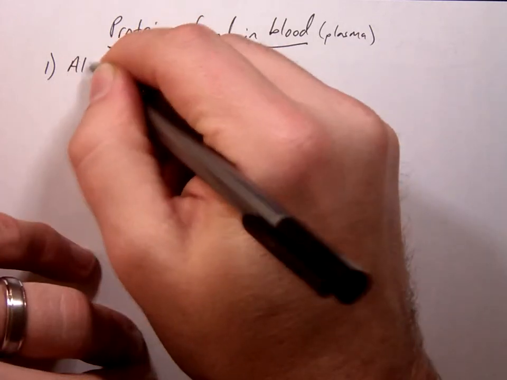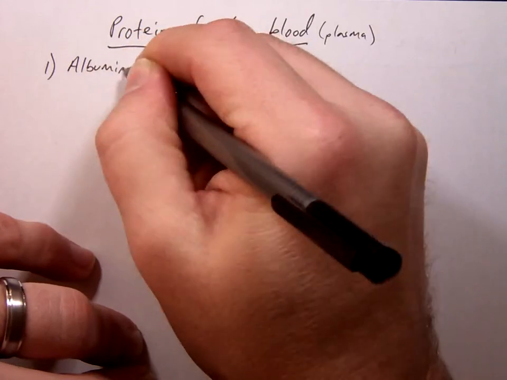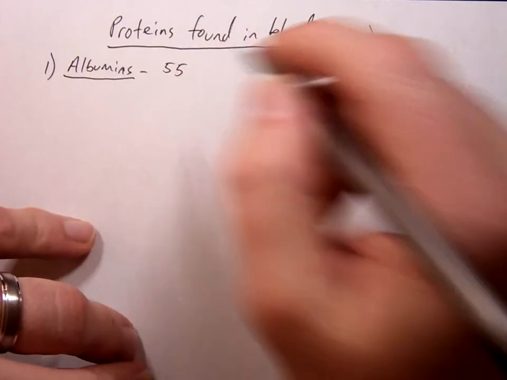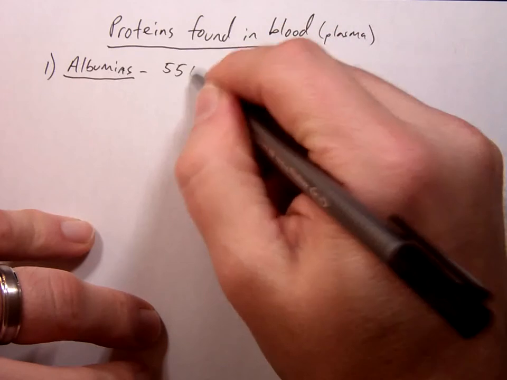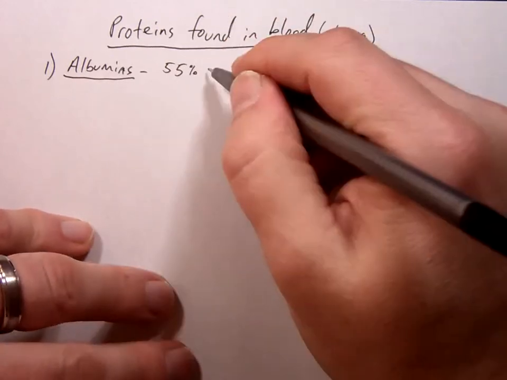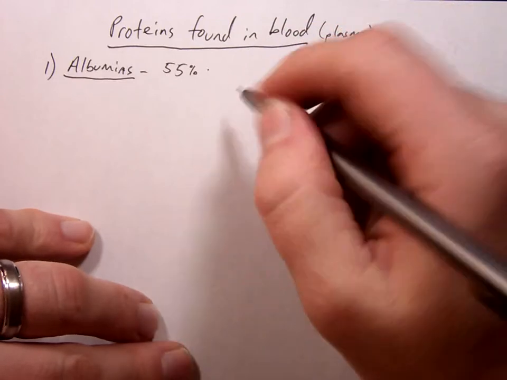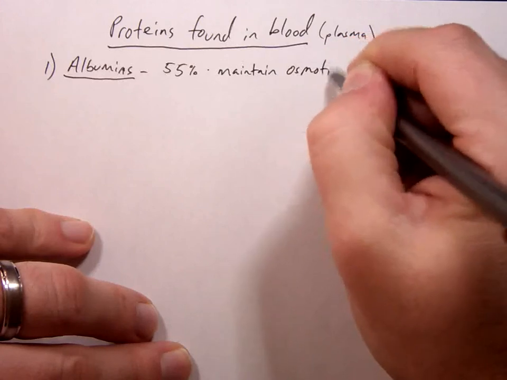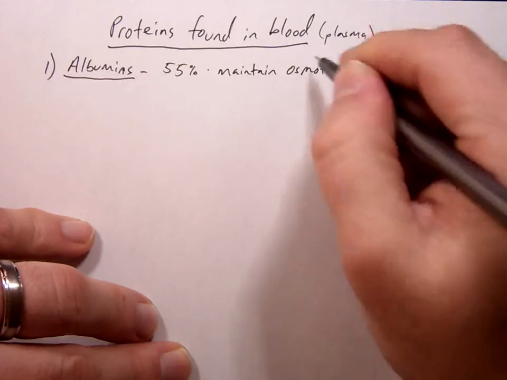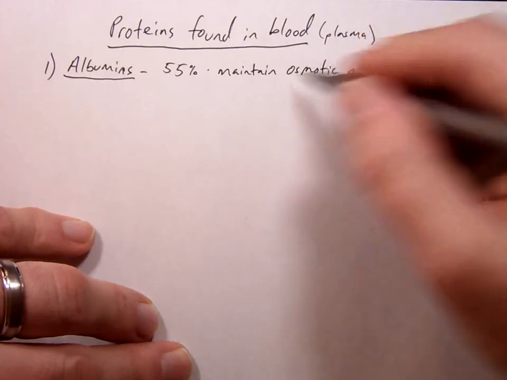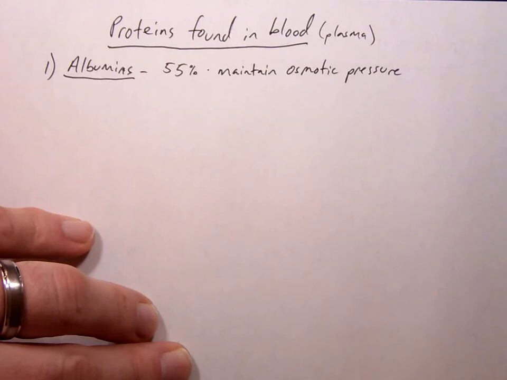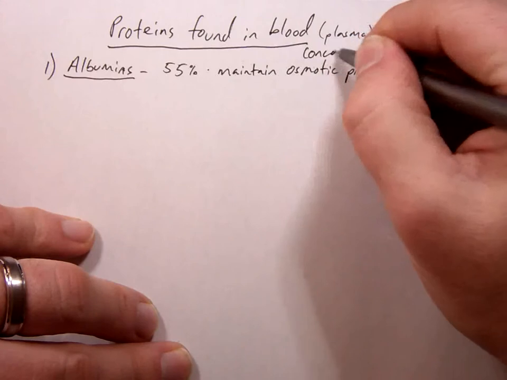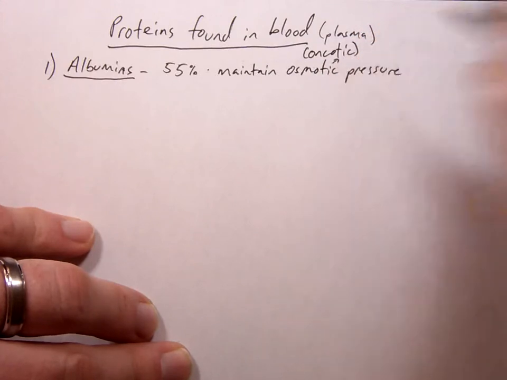First one is albumins. These are proteins whose whole job is pretty much to help maintain a proper osmotic pressure, and I'll explain what that means. They make up about 55% of all the proteins in your plasma. And like I said, they maintain osmotic pressure. When we're talking very specifically about the osmotic pressure related to plasma and cells and proteins, it actually gets its own special name. It's called oncotic pressure. Maintains oncotic pressure.